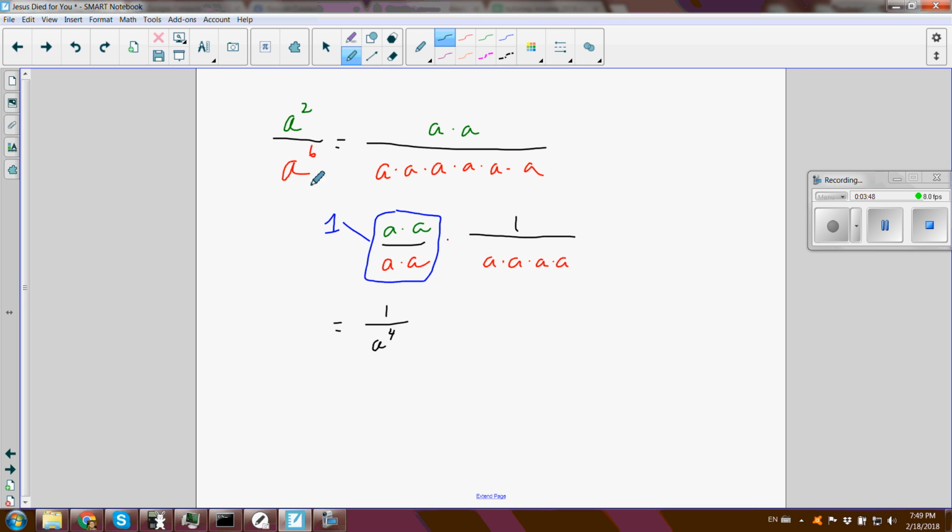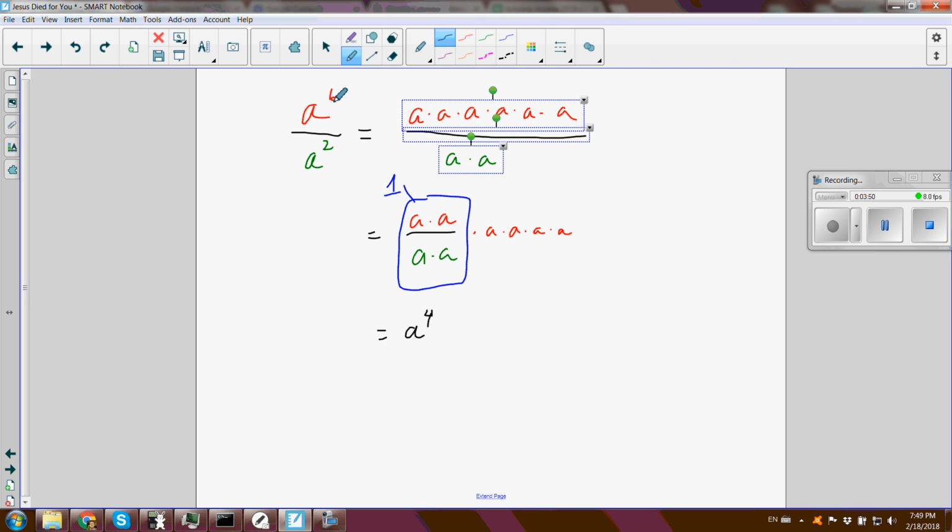Let me go back and show you a rule for this. If we have a to the m power divided by a to the n power, it just ends up being subtract the exponents. 6 minus 2 ends up with 4. That's pretty much all there is to section 8.2. Please read the examples. Not read the examples, study the examples.